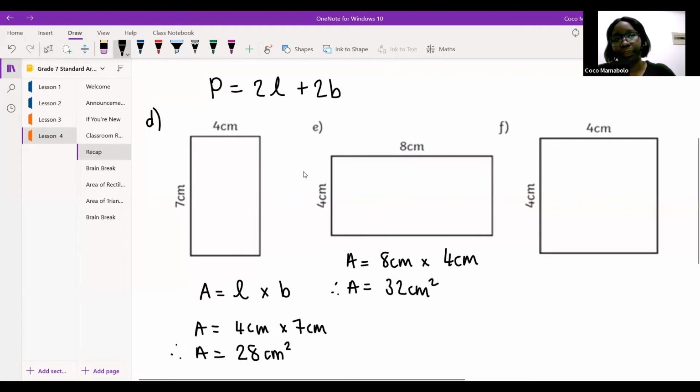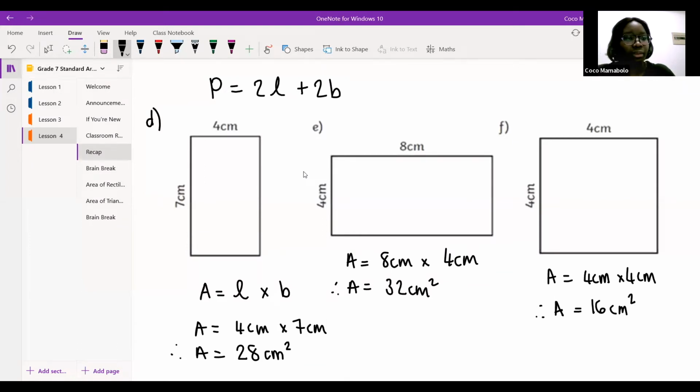Carrie, are you there? Yes. Area equals 4 times 4. Therefore, it equals 16 centimeters squared. Good. You need to write area, therefore, area is equal to 16 centimeters squared. But you did that beautifully. Well done, Carrie.